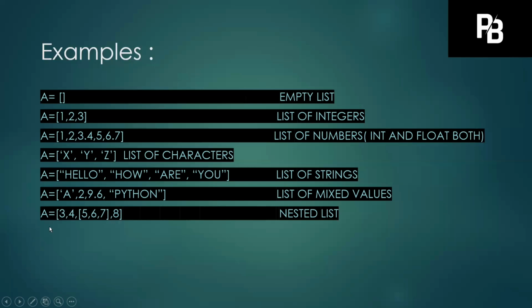Next, we have, students, A is equal to 3, comma, 4, comma, 5, 6, 7. This is one list, comma, 8. So what is that? A list within a list. That is known as a nested list, students. So these all are the examples of list.